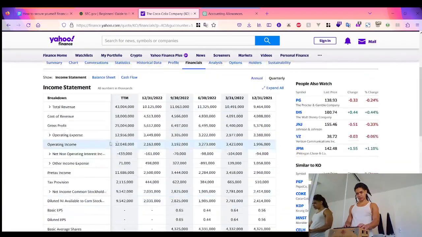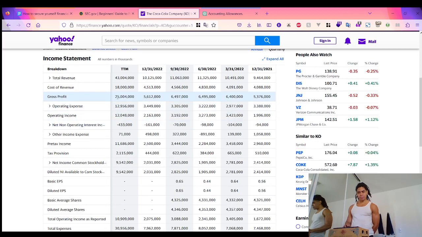Accounting allowance. Is this a gross profit? So this is the total amount of money once you subtract the cost of revenue from the net revenue, and then you have the gross profit. And it is called gross because there are certain expenses that are not being deducted from it yet.